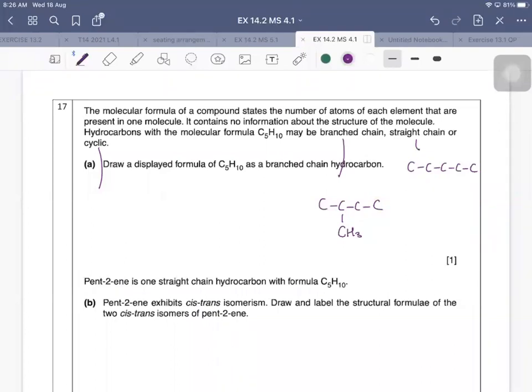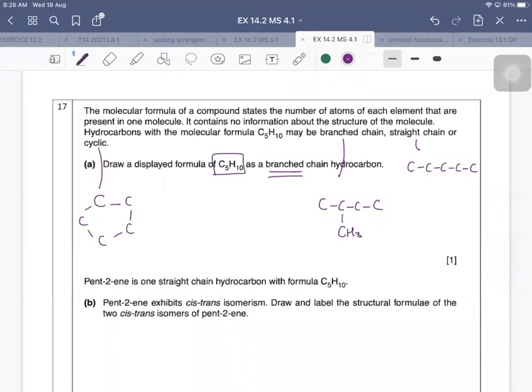So if I show you a cyclic carbon with 5 carbon atoms, it would look like that. Okay, so I have omitted the hydrogens. So draw a displayed formula of C5H10 as a branched chain hydrocarbon.